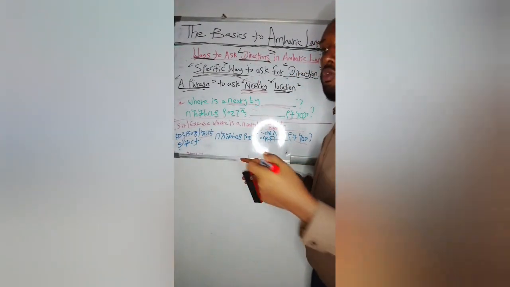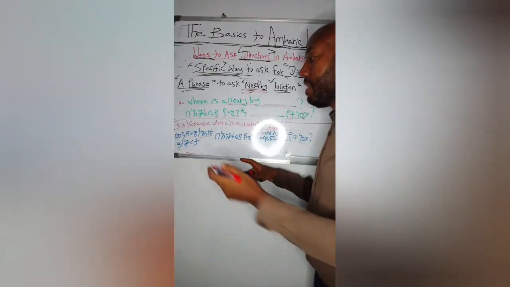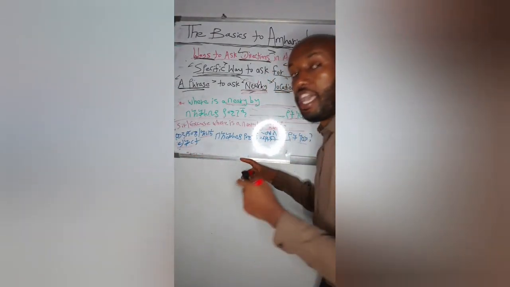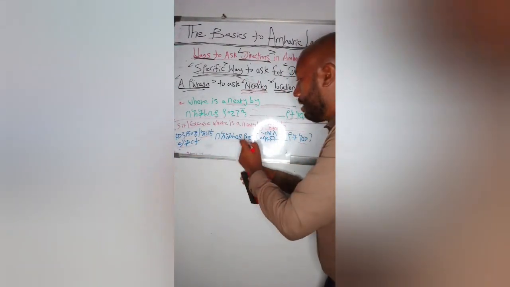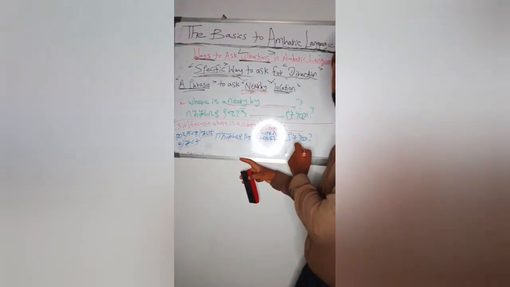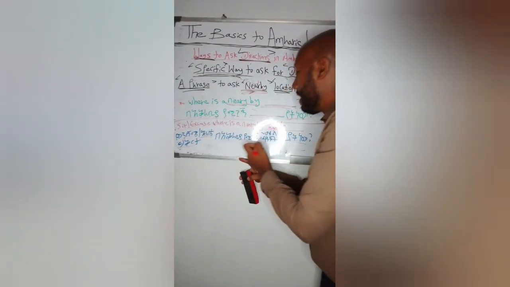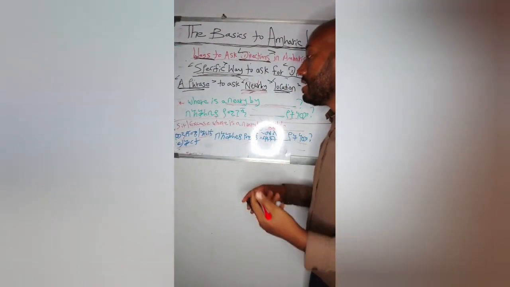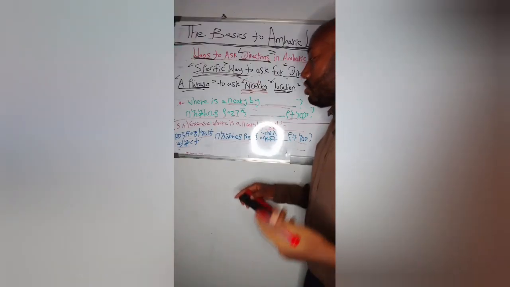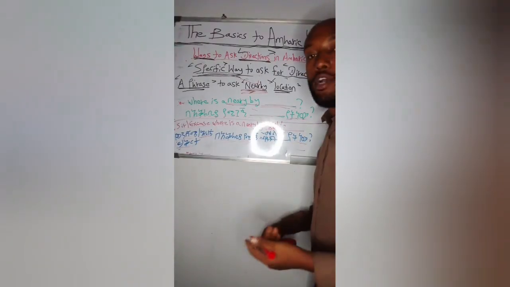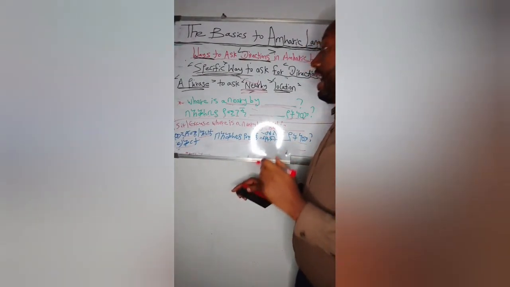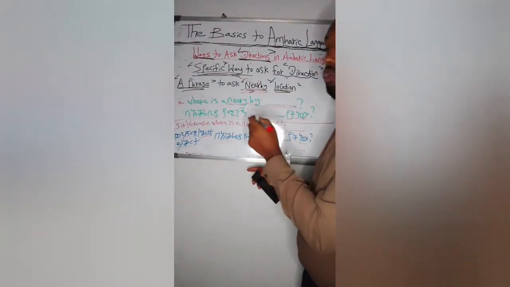Or if they are both male or female, you can use ይቅርታ. It means excuse me. ይቅርታ በአቅራቢያ የሚገኝ ሆቴል የት ነው? በአቅራቢያ የሚገኝ ባንክ የት ነው? It means, sir or excuse me, where is a nearby bank or a nearby hotel? So I think this one helps a lot.